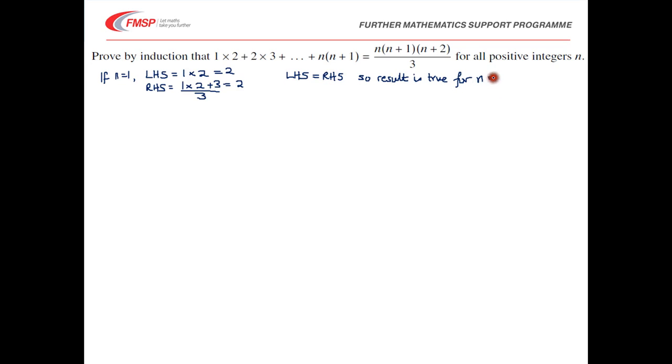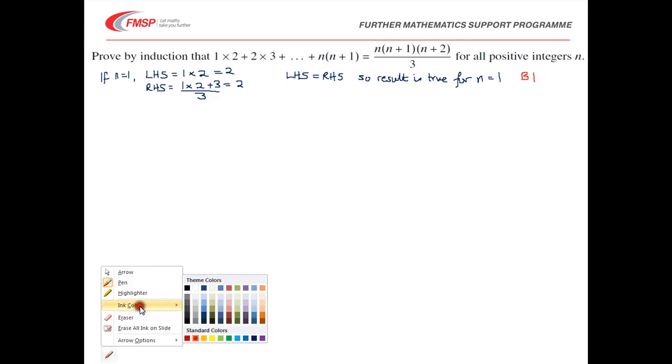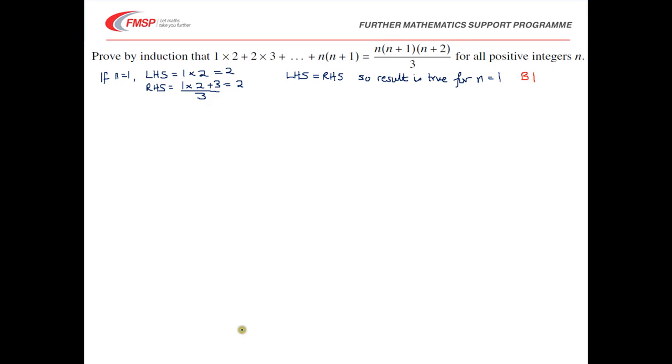for n equals 1. I'm going to talk about the mark scheme as I go through with this one because it's particularly important with the proof by induction questions. So that's 1 mark for all of that. It's quite a lot, but it's not terribly difficult.